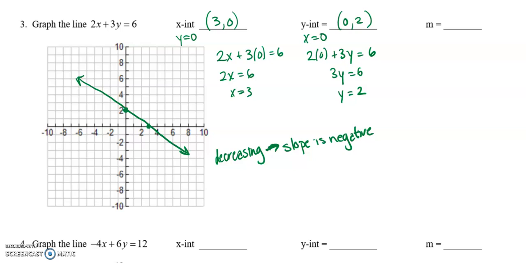Okay, that tells me that my slope will be negative. Oh, that arrow was terrible. All right, so now what? To find my slope, I'm going to do rise over run. So I'm going to pick a point. I'll start here at this one.